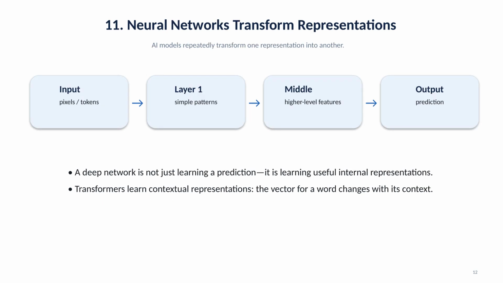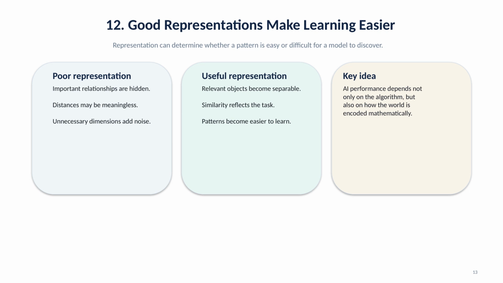Neural networks work by repeatedly transforming representations. Raw inputs, pixels or tokens, become simple patterns in early layers, then higher-level features in middle layers, and finally a prediction. Importantly, the network learns these internal representations, not just the final answer. In transformers, those vectors are contextual. The vector for a word shifts with its surrounding words, so the same token can represent different meanings in different sentences.